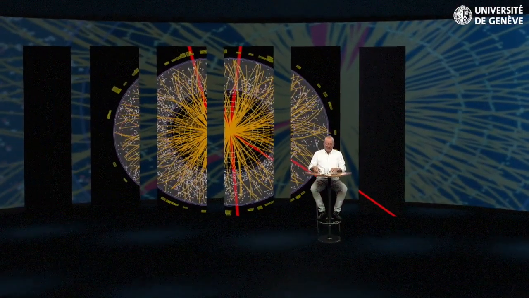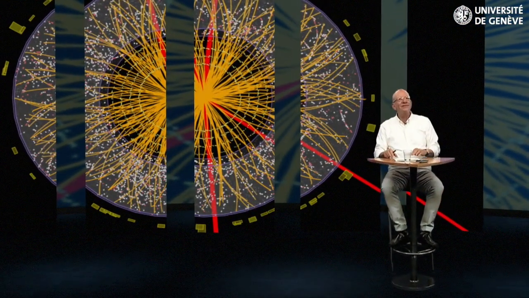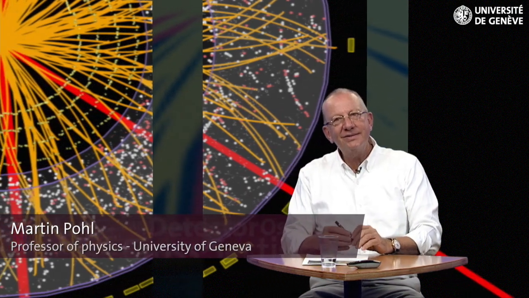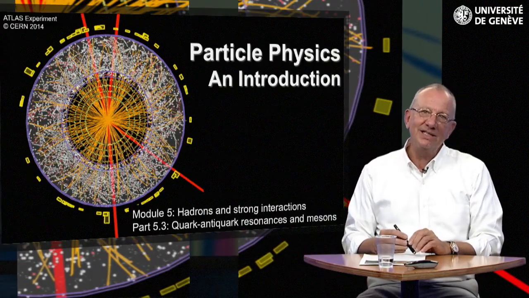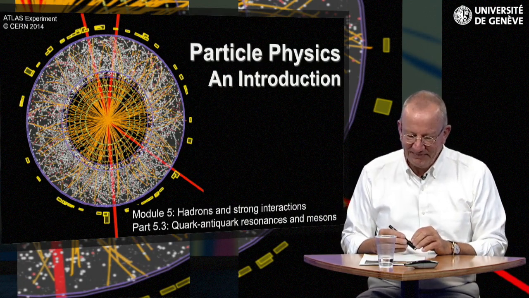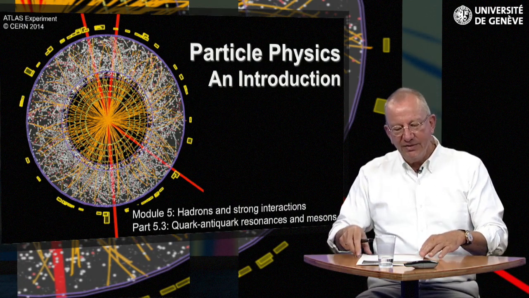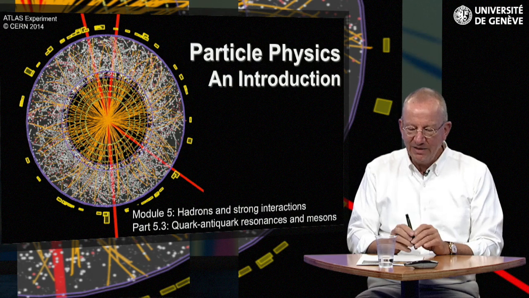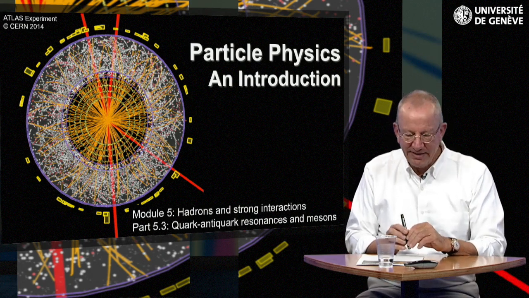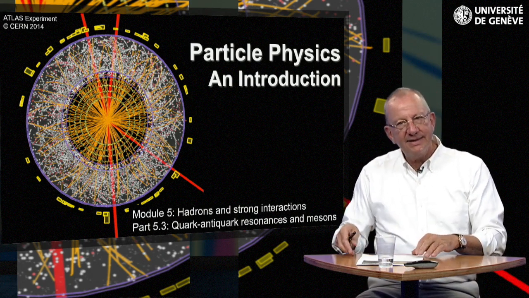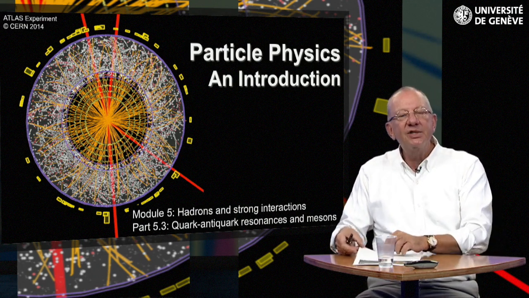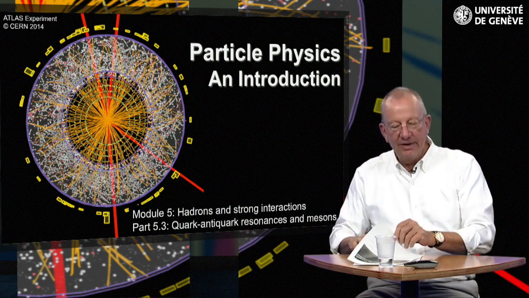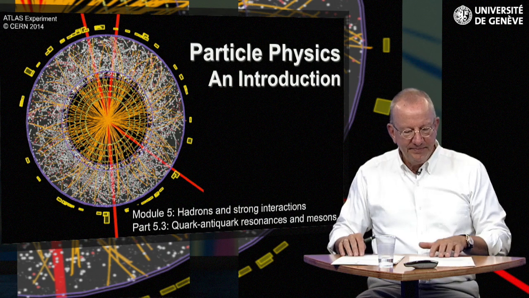In this fifth module, we are in the process of discussing the internal structure of hadrons and strong interactions. In this third video, we discuss mesons, which are bound states between quarks and antiquarks. After following this video, you will know the basic mechanisms that bind quarks and antiquarks to form mesons, and their excited states and their spectra, which provide information about the nature and the behavior of the binding force.